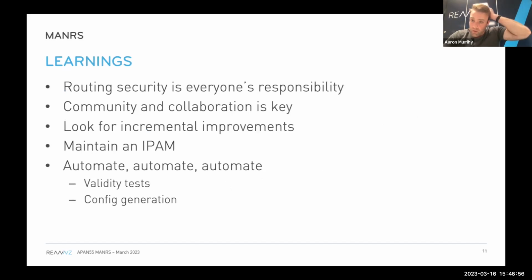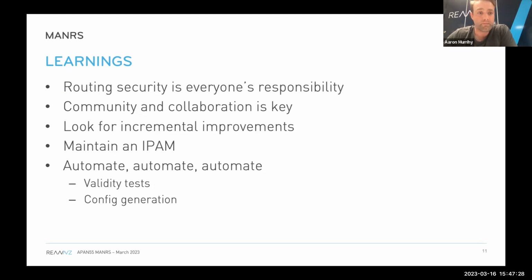So some very quick learnings from this whole process. I only arrived at RIANS in 2016, so a large amount of it was actually before my time, but all of the MANRS stuff was during my tenure. So the first thing is running security is everyone's responsibility. And in fact, the reason MANRS exists is actually entirely to protect the internet from you, because it's very hard to protect yourself from the internet in routing security. So we've all got to do our bit to protect everyone else from us.